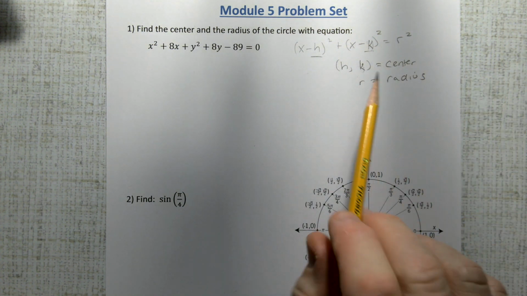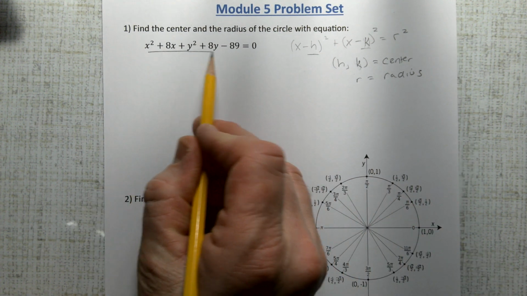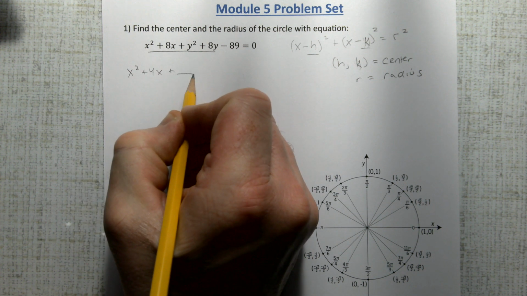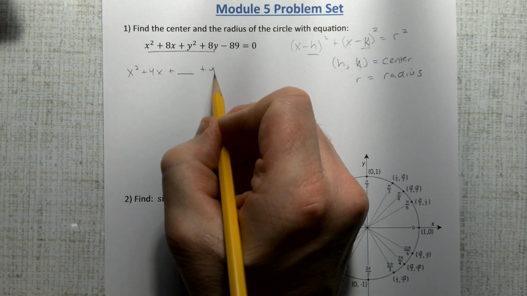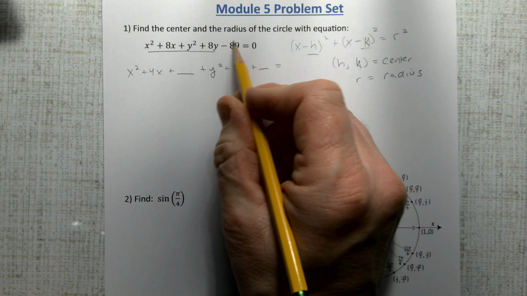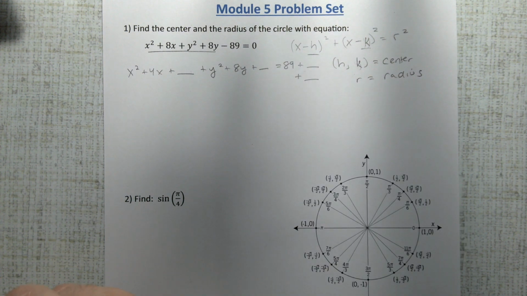Alright, so let's just take it and move this equation into this form. It's going to require us to complete the square, so I'm going to write it like this: x squared plus 4x plus something to complete the square, and then the y squared part is here, and let's put the 89 over here, and I like to write these numbers right there.